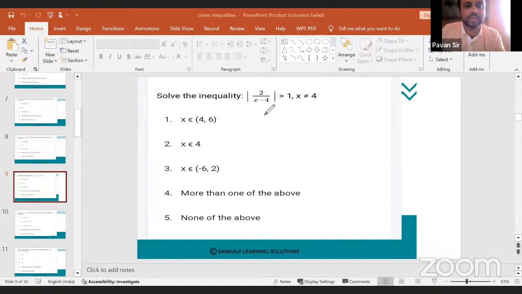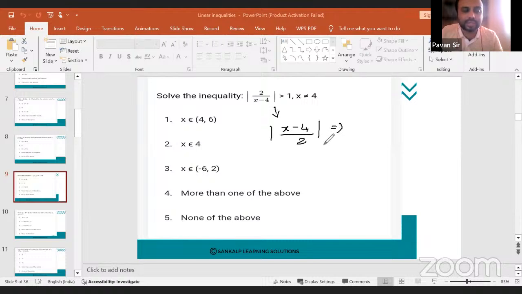So students, here use this equation: 2 upon x minus 4 is greater than 1. Clearly it is given that it is greater than 1. So I can write it like this: I will inverse it, use the inverse function here. So 2 will become the denominator and x minus 4 will become the numerator.